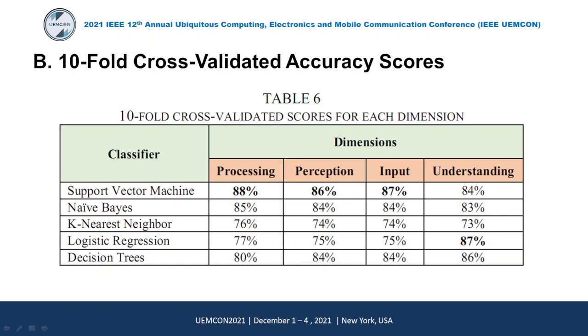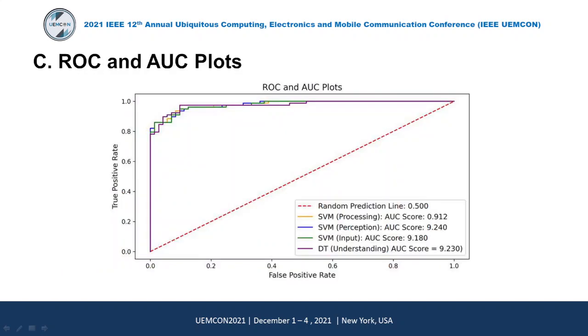But because logistic regression has a history of overfitting, we instead use the decision tree, although there's also a 1% difference of 86% versus 87%. ROC plots suggest that the classification is not random, so the results are good.